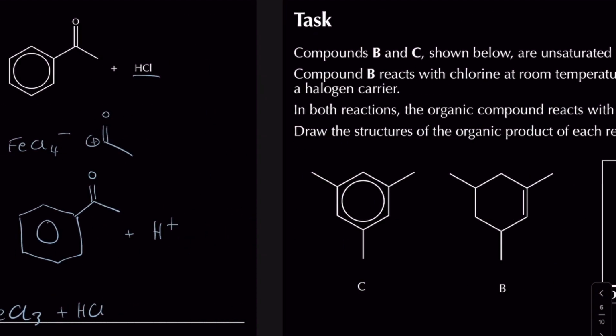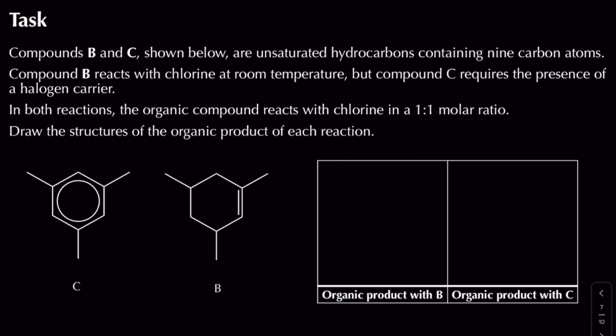Now, I've got a task for you to do. Feel free to pause the video and have a go at the following. So moving on then, we've got compounds B and C shown below, and they're unsaturated hydrocarbons containing 9 carbon atoms, right? Now compound B reacts with chlorine at room temperature, but compound C requires the presence of a halogen carrier. Now in both reactions, the organic compound reacts with chlorine in a 1:1 molar ratio. Draw the structures of the organic product of each reaction itself.